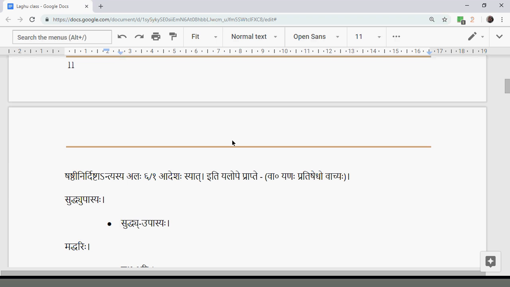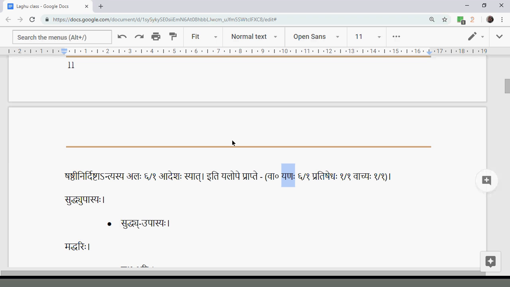Sudyupasya, the yakara is a yan. It is not any other yakara. It is a yan yakara, that which has come from the yan adesha, and here it is said yanaha pratishedo vachyaha. Pratishedaha vachyaha should have been said. Panini Maharshi should have said it as an exception. He should have negated: do not do yakara lopa when it is a yan.